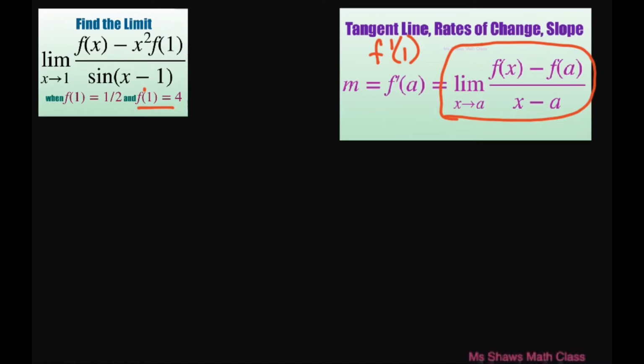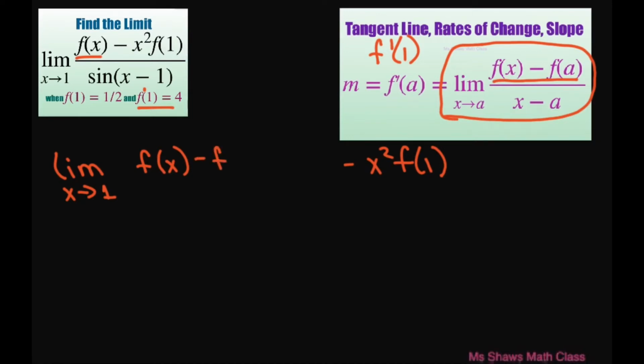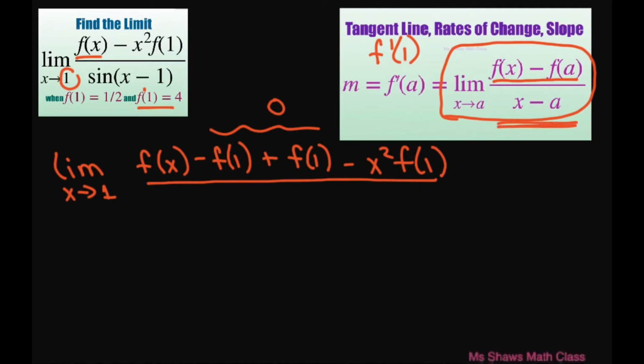So what I'm going to do is write my problem out, the limit as x approaches 1. I'm going to write my f of x, and I'm also going to write my minus x squared f of 1. But to make it look like this, I'm going to subtract f of a. Our a is 1. And to do that, I'm going to have to add it as well. So this equals 0. Now I can do that because it equals 0, so I haven't changed anything, but it's going to help me get it to look like this.